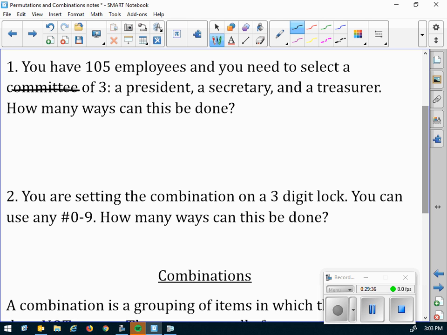I am not going to use the letter P right now. I'm going to do it the way I did it yesterday. We got president, a secretary, and a treasurer. You have 105 ways to choose the president, 104, 103, and what do you do with those numbers? Do it. Pretty good sized number, isn't it? 1 million? 1,124,000? That's a lot.